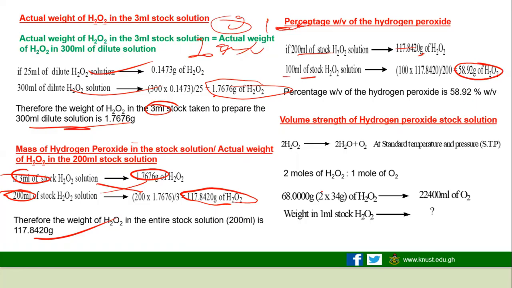The volume strength. Now, we state the equation gently or nicely, right? The equation has already been given to us in the question. Now, we state the mole ratio. That 2 moles of peroxide can decompose and give me 1 mole of what? 1 mole of oxygen. Now, we do something else, that we state the mass of the peroxide.